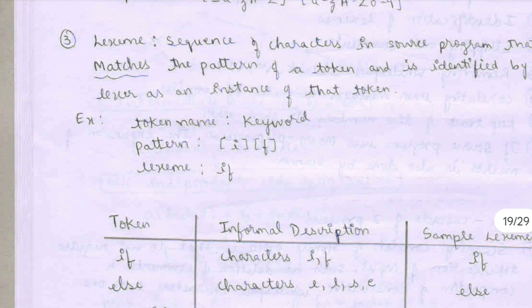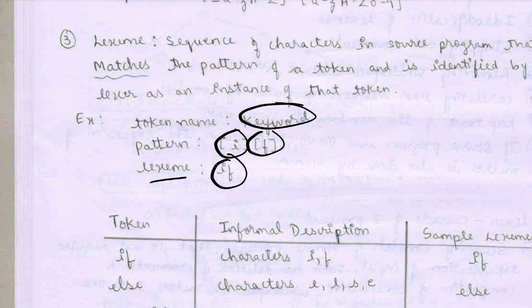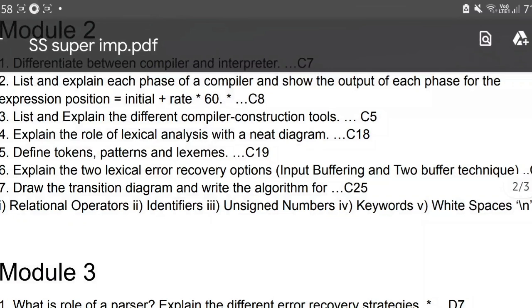Okay, a lexeme is nothing but the logical sequence. It matches the pattern and it makes the logical sequence. So if it is a keyword, if is a keyword, so the pattern will be I and f under square brackets, and after that we have a lexeme as if. The actual word is nothing but the lexeme. So this is the difference between the lexeme, token and pattern.